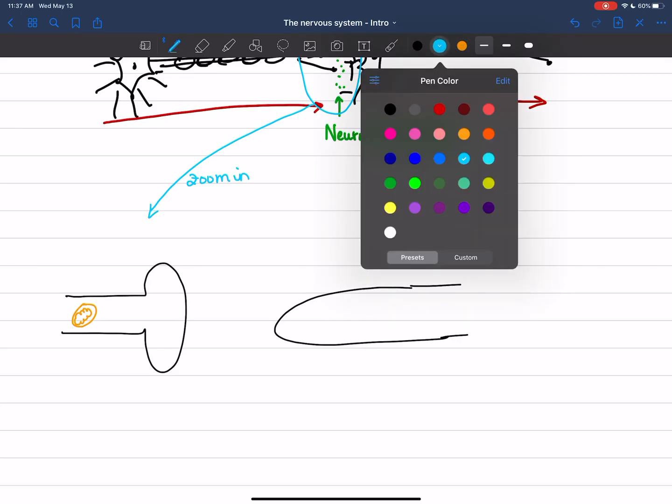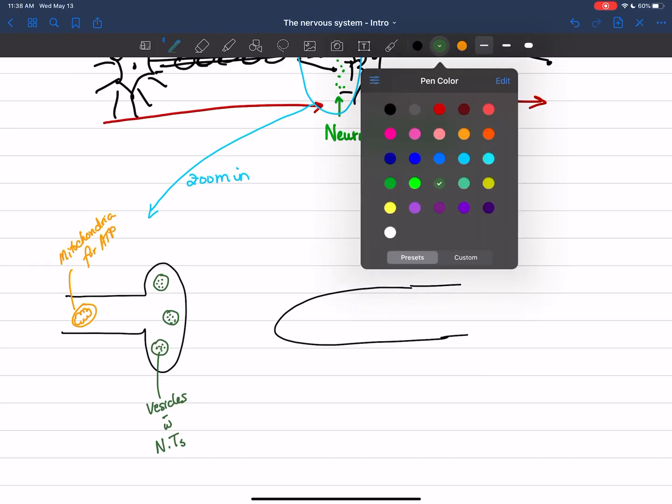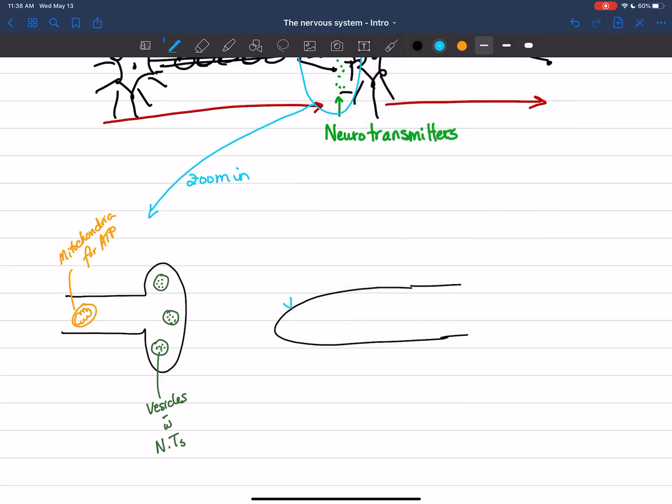I'm also going to have some vesicles because those vesicles are going to be filled with neurotransmitters. So these are vesicles with neurotransmitters. These are mitochondria. For energy, I'm going to need some ATP there. And then on the dendrite side, on the other side, I'm going to have these, which are known as receptors.